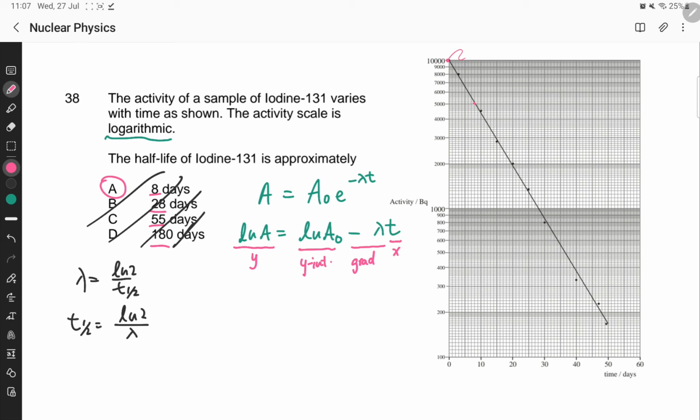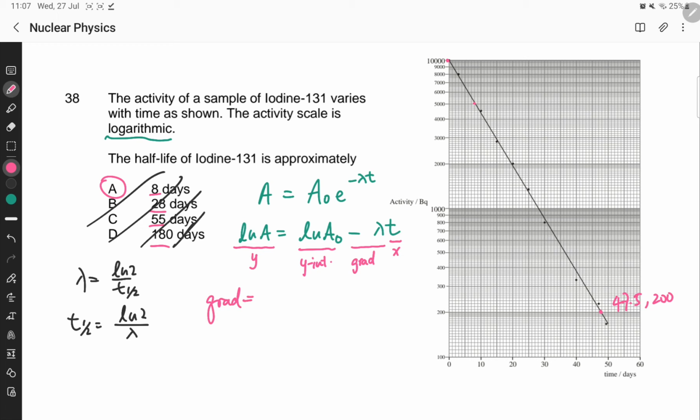So let's choose maybe this point as one point. Another point we could have chosen, suppose, somewhere here. This is where the time is around 47.5 days, and the activity is around 200. So with that, we can find the gradient.